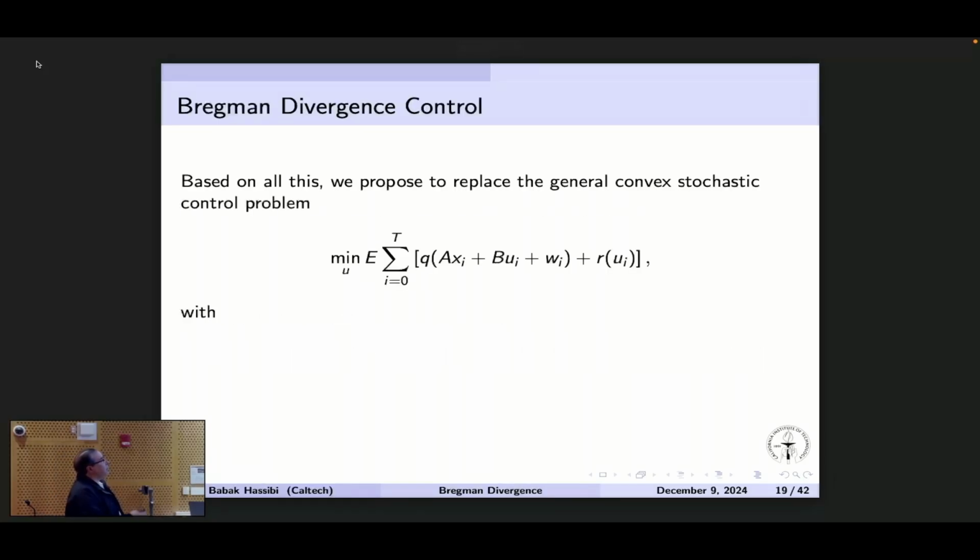Okay. So here's what we're going to do. This is the problem I would ideally like to solve. I have some stochastic control problem with a convex cost on the state and a convex cost on the control.